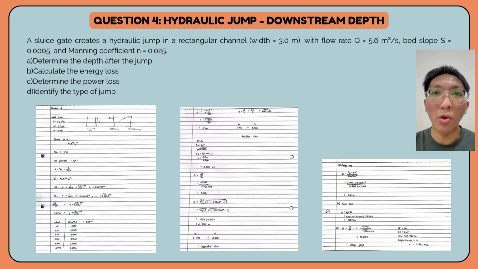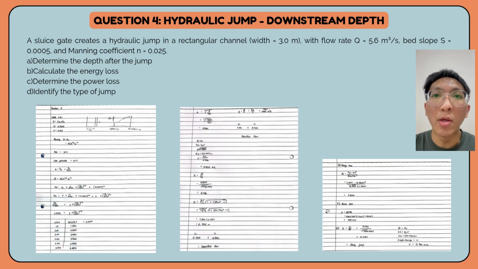Next, we have to calculate the YC value, which is equal to cube root of Q squared divided by 9.81, and we will get 0.7082 meter. We see that Y value 2.2412 is bigger than the YC, so we can consider it as Y2.